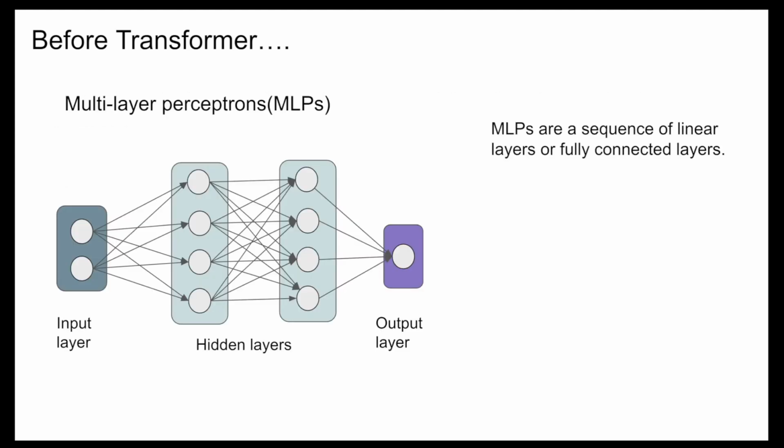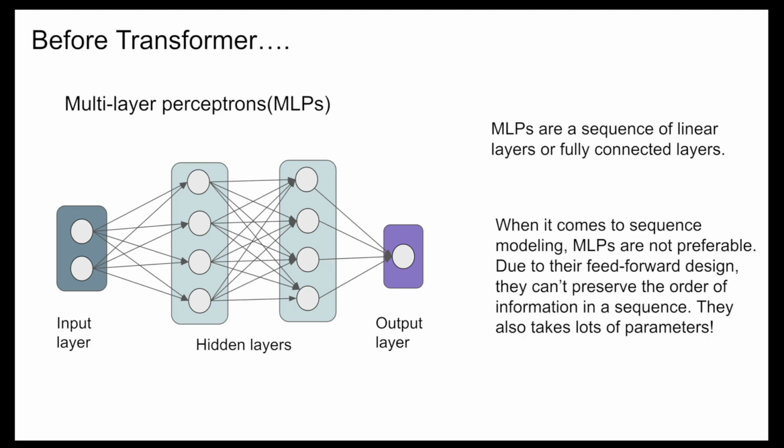Starting with the multilayer perceptron or MLP. MLPs are a sequence of linear or fully connected layers that go from inputs to outputs. When it comes to sequence modeling, MLPs are not preferable for a number of reasons. The first is because of their feed-forward design, they can't preserve all the information in a sequence. MLPs basically take things in a feed-forward fashion from inputs to outputs. They cannot reason about the order of information they are processing, and they also take many parameters.